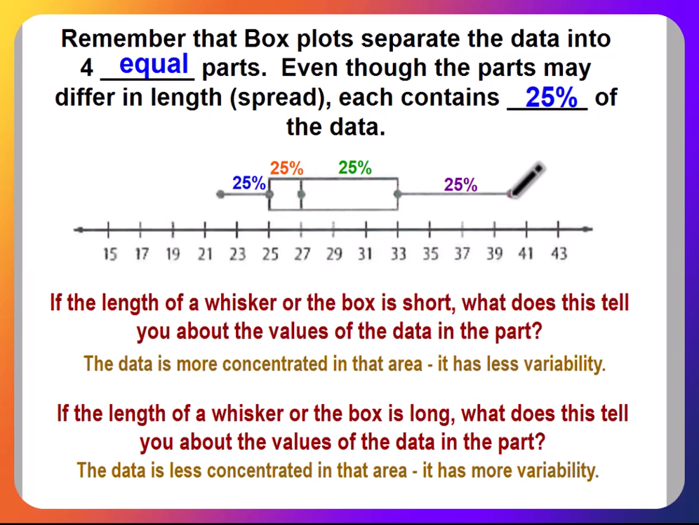If the length of the whisker or the box is short, that tells you that the data is more concentrated in that area. It has less variability. It has less elbow room, right? If the length of the whisker or the box is long, then that tells you that it's less concentrated. There is more variability. There's a larger spread. There's more elbow room. Maybe you can put your arms out, right?